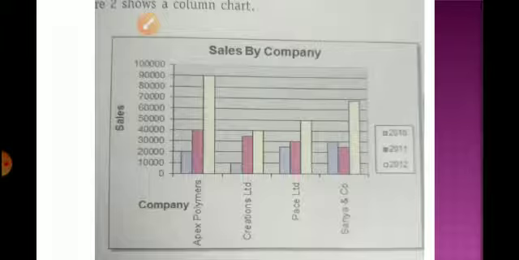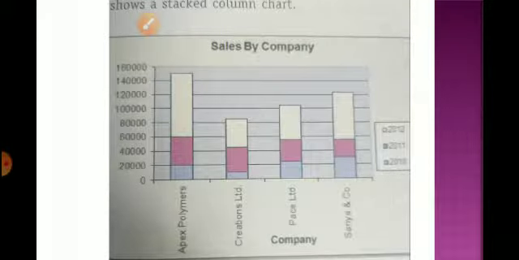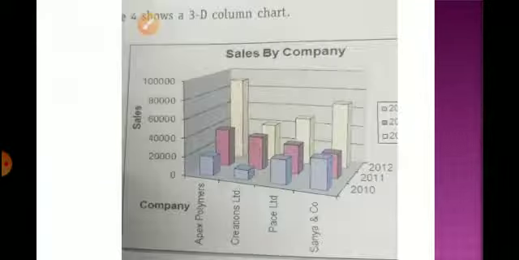Now this column chart also has some variations. One variation of column chart is stacked column chart. Variations means another kind. In this column chart there are two different types. See here, the first variation, the first kind of column chart, is stacked column chart. This is a stacked column chart. And the second variation is 3D chart. Okay, this is 3D chart.